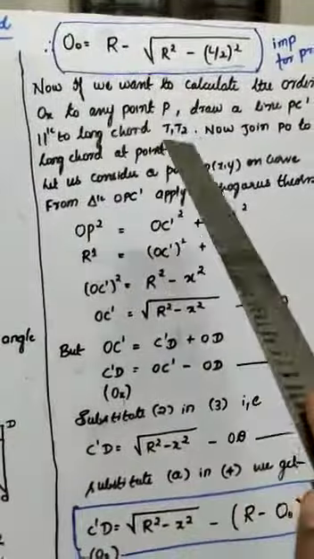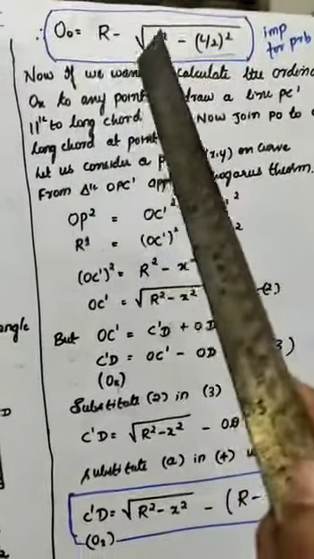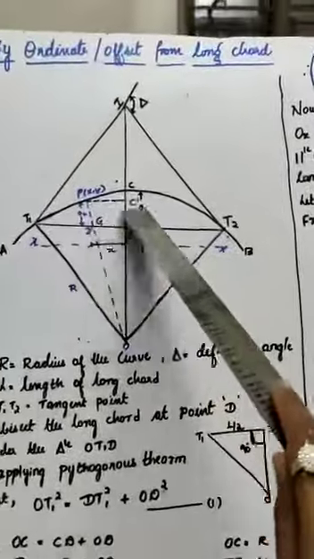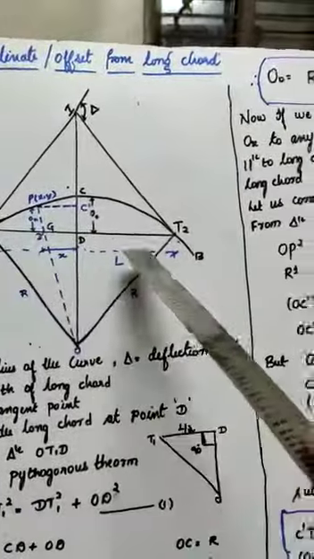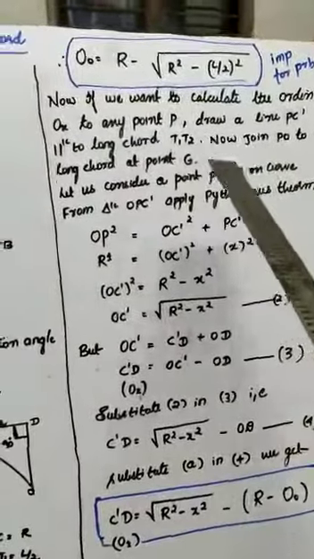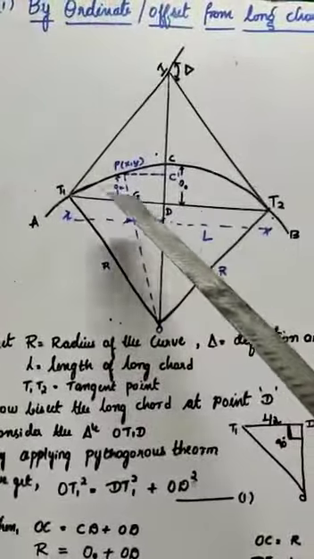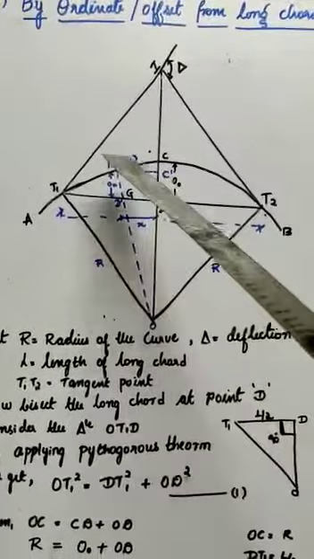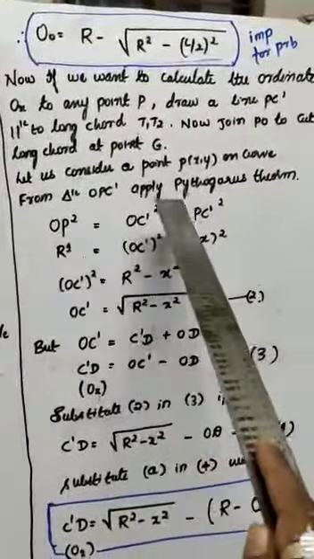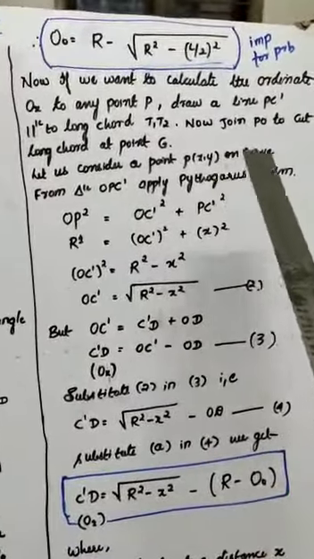Now if you want to calculate the ordinate OX to any point P, draw a line PC dash parallel to the long chord T1, T2. Now join PO to cut the long chord at point G. That is, now you need to draw the line O to P to cut this long chord at point G. So let us consider the point P as XY on the curve.